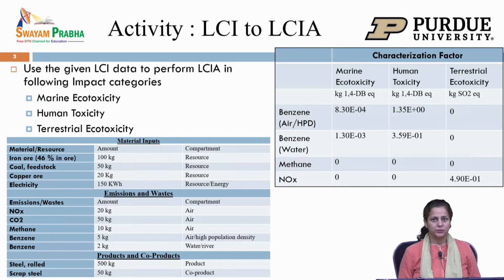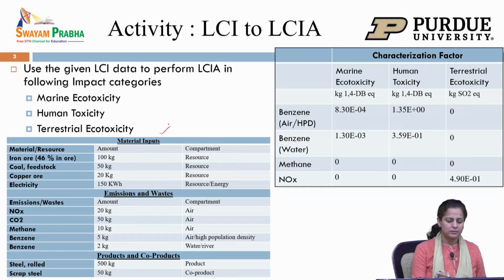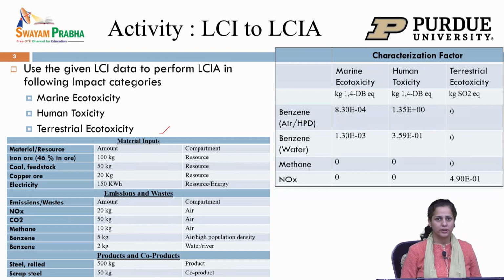So, we will begin with this activity, which is to convert LCI to LCIA. In the last module, we went over how to convert it. So, in this question, you have to use the given LCI data to perform LCIA in the following impact categories. The impact categories that you need to calculate are marine ecotoxicity, human toxicity and terrestrial ecotoxicity. The LCI here is giving you all the material inputs, the emissions and waste, and the products and co-products from the life cycle assessment that you have done. And the characterization factor is provided for you to use for the LCIA.